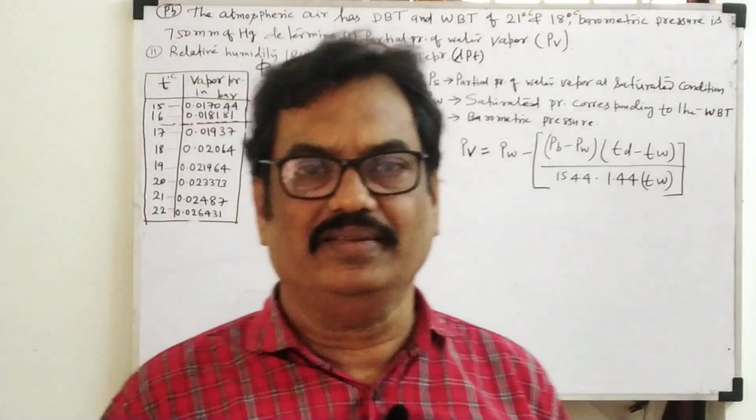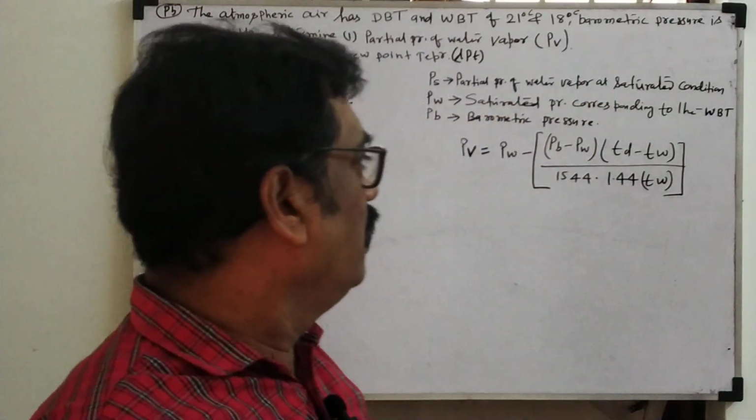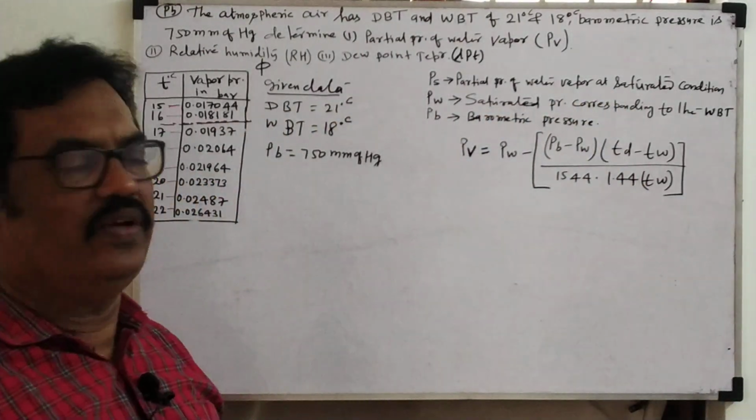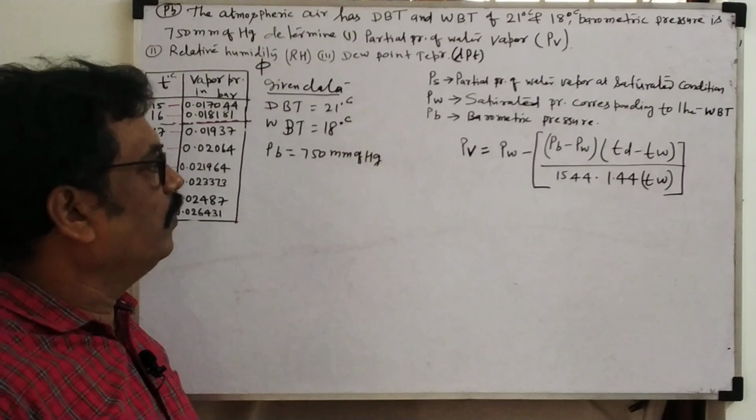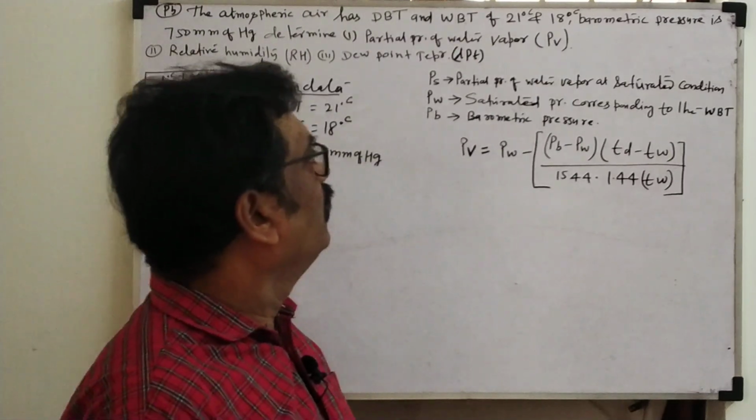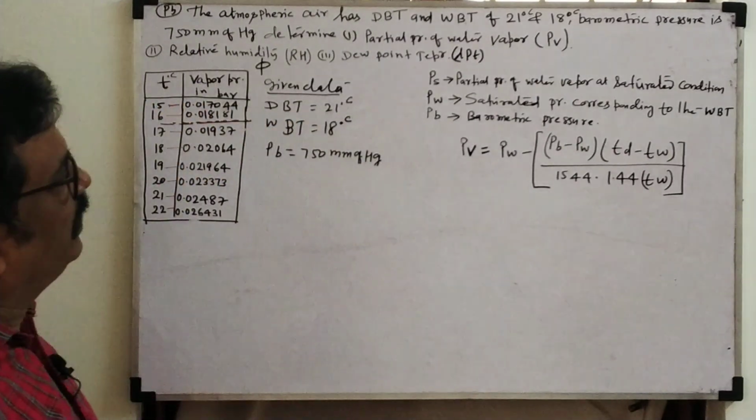Today my topic is psychrometric problems. Psychrometric problems are formula-based problems only. If you know the formula, you can solve the problem. So psychrometric problems, how will they give them?